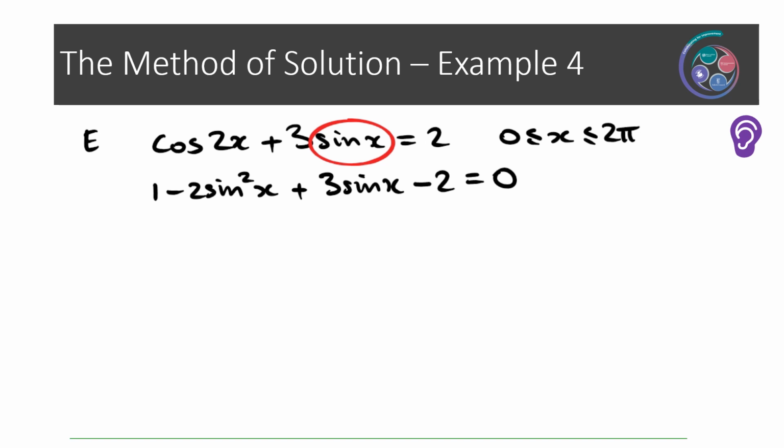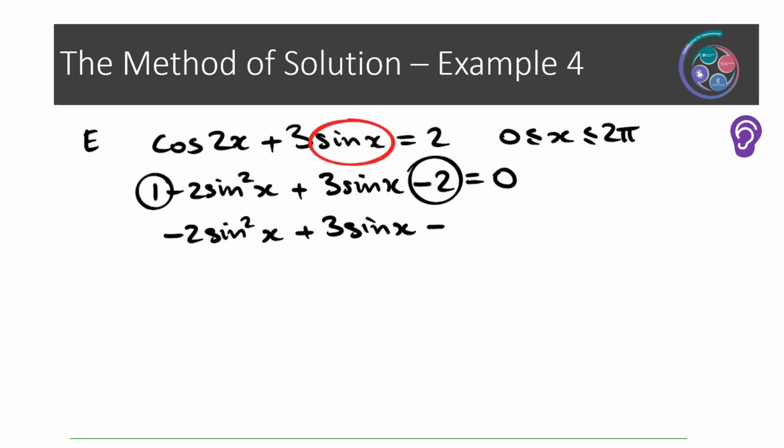Rewriting this in quadratic form, I've got minus 2 sine squared x, a positive 3 sine x, and then dealing with the constants, I've got a 1 here and a negative 2 here, and 1 take away 2 gives me negative 1 equals 0. Now I need to do some factorising. Two things are probably causing you issues here: the fact that we're factorising things with sine squareds and sines in them, but also this negative sign at the front.